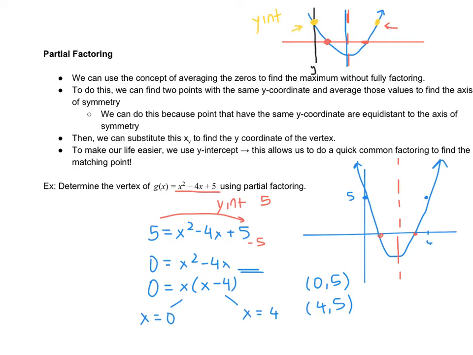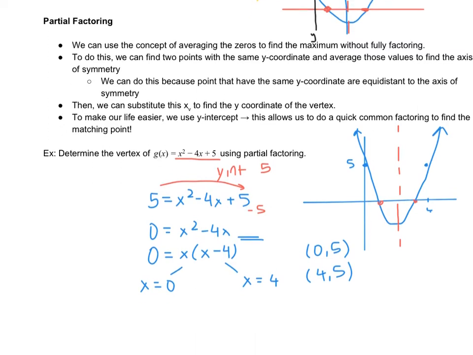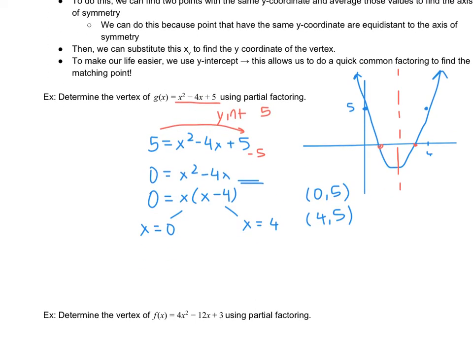Because if we solve for the actual x-intercepts, we might have to do quadratic formula or factor with a more complicated method. But using partial factoring, you will always just rely on common factoring. And now that I have my values, I can average them as usual, but one of the solutions will always be 0. So really, I just have to take the 4 and cut it in half to get 2.